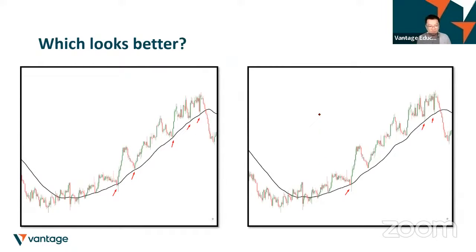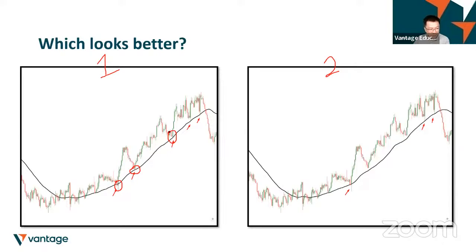Now, here's a quick question for everyone. As we looked at price breaking a moving average, and as I mentioned, price trading above a moving average acts as a good support level. What do you think between chart number one and chart number two? Which looks better?